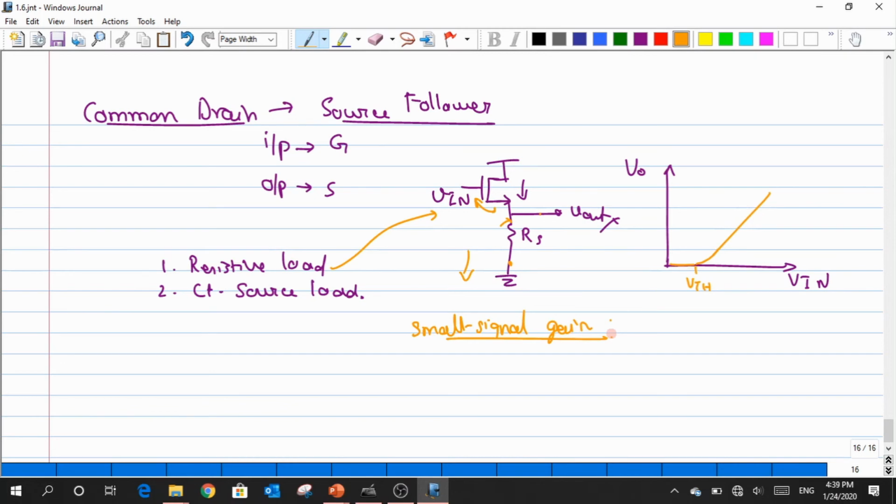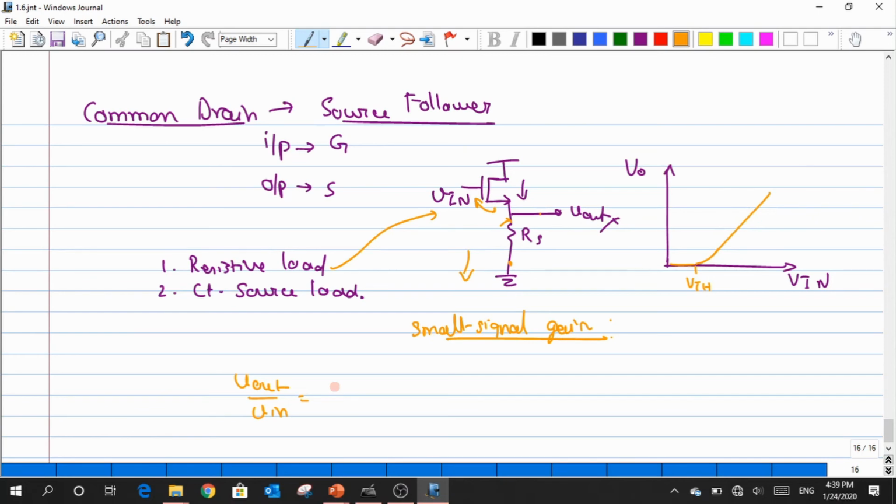Yeah, so got the answer? So what was the gain, V out by Vin? First of all, is it inverting or non-inverting? Non-inverting. You should get a positive value of GM, okay? Now, did you get the value of GM?